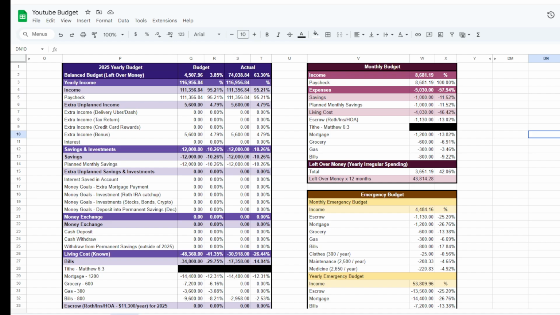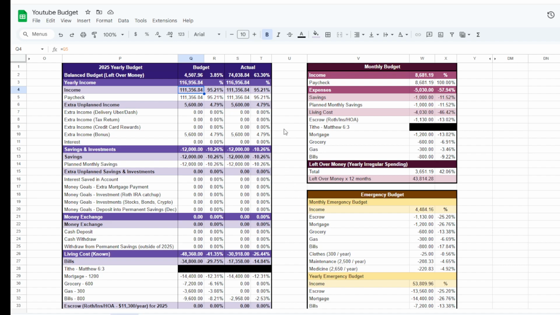I want to start off with going over my 2025 yearly budget. What I'm using here is just Google Sheets, and I just created all these tables, and did very simple calculations of adding up numbers, making percentages, and just using Google Sheets as my tracking tool for all my budgeting needs.